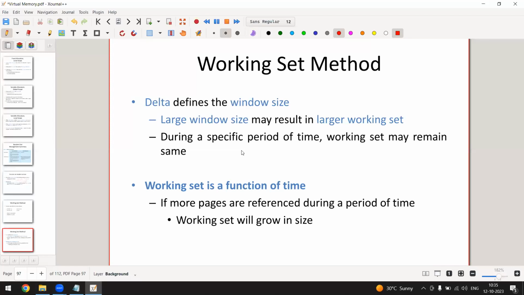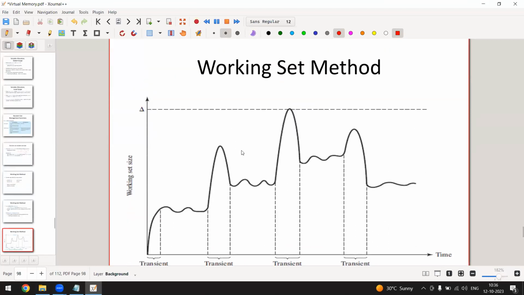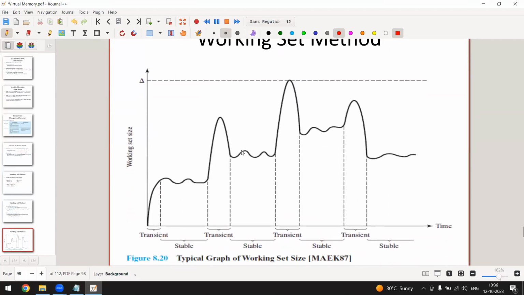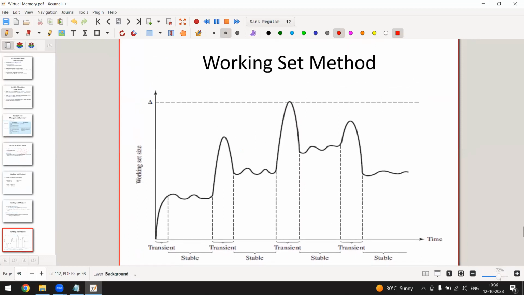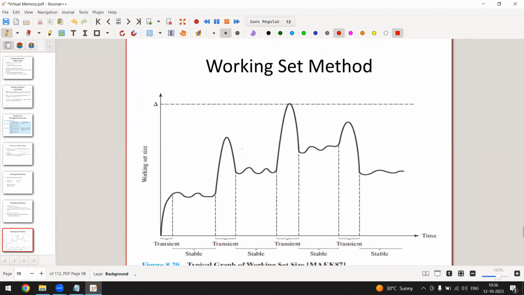And if the same pages are referenced frequently again and again, then nothing will change. Working set will remain as it is. There will be very few changes in the working set. So this is the overall behavior of the working set.